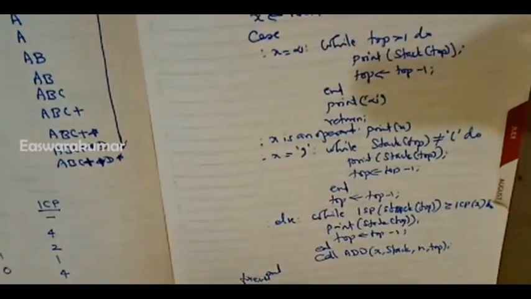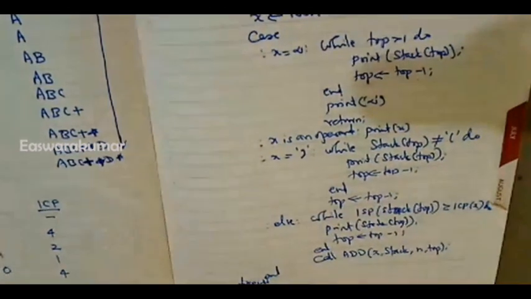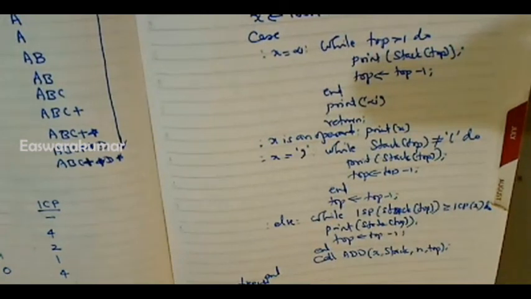Case end, then loop forever, finishing. Okay, so this is the algorithm for converting infix expression into postfix. So this is what the system generally does. Then once the expression is in postfix, based on our evaluation procedure, we can evaluate.